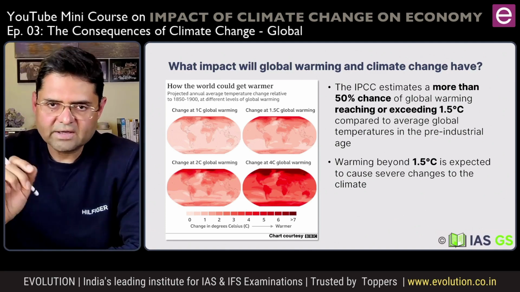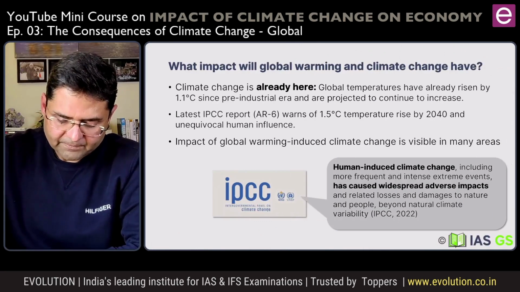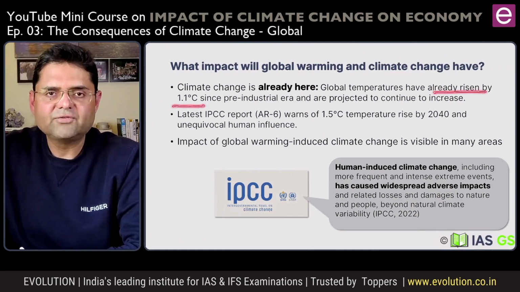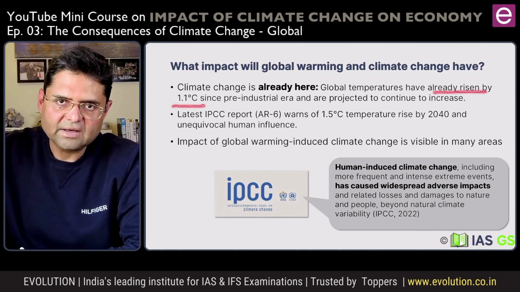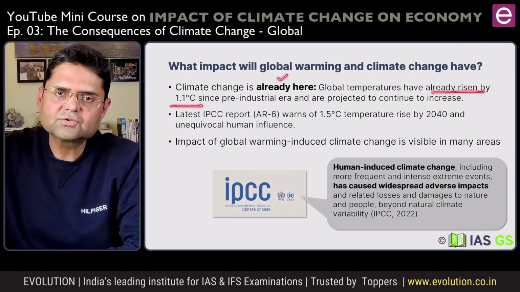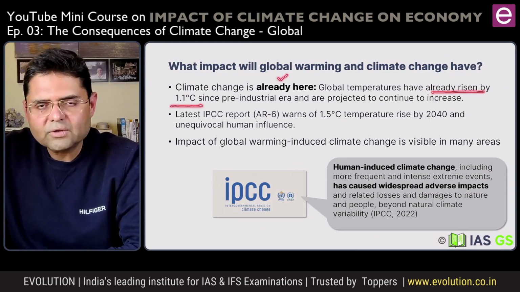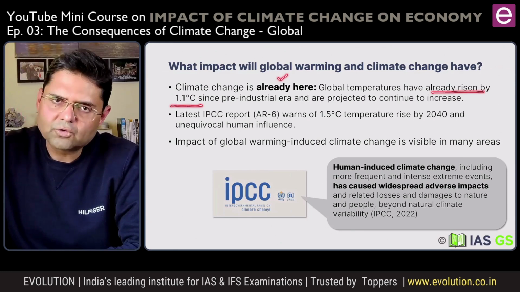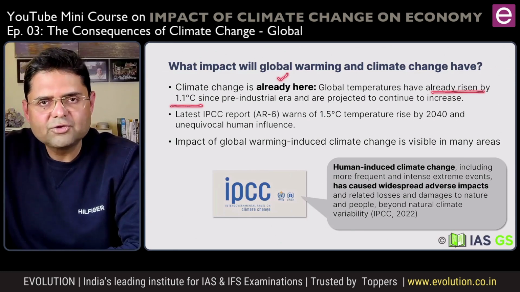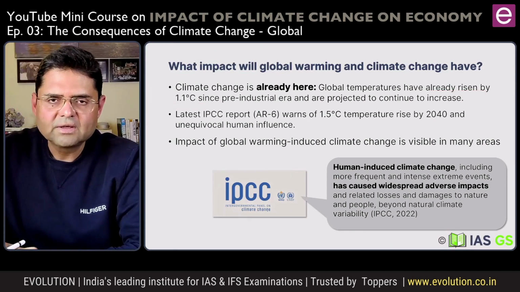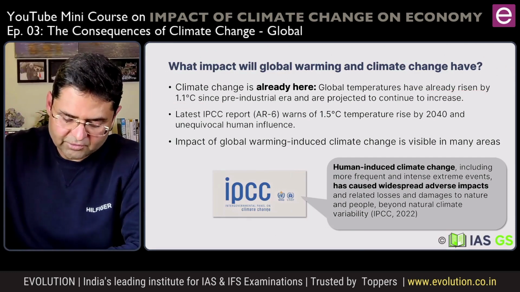Where are we standing right now? It is now accepted that we are already at 1.1 degree centigrade elevation compared to the pre-industrial level. And climate change is already here, and we are witnessing so many impacts of climate change, and not from now, but for the past several years in a row. I'm going to cite certain examples, and you will be able to relate to those examples because you have definitely read about it, but let us come to that point when we talk about it.